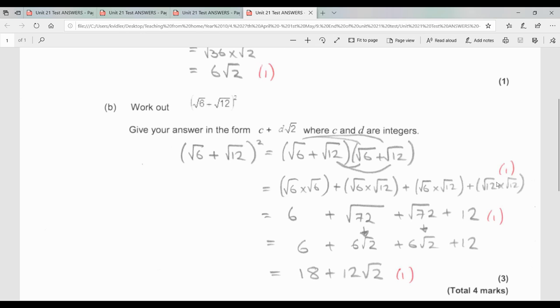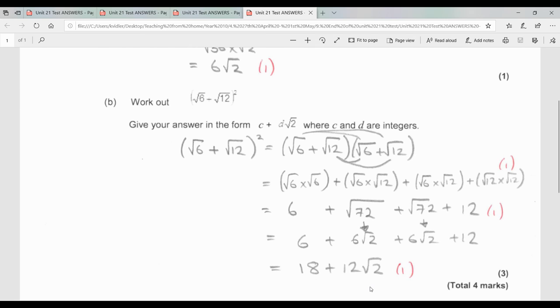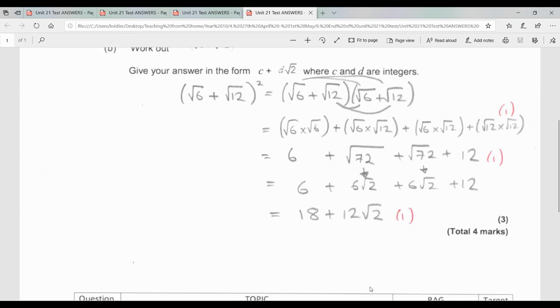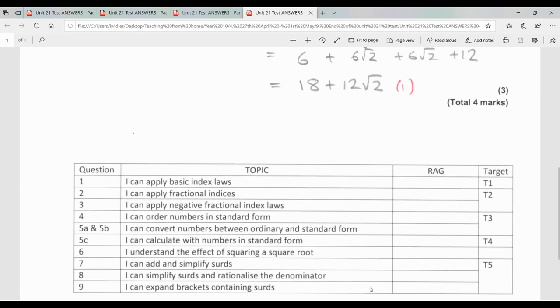So if you've written it out similarly to this one, you get your first mark. If you've then simplified it all, you've got your second one. And then what they've done is you've got root 72, which we had in part A, which is 6 root 2, so we know that. And we can then simplify it further. So our 6 plus our 12 gives us 18, and 6 root 2 plus 6 root 2 gives you then 12 root 2. Okay, so 18 plus 12 root 2 for your final mark on that one. Okay, so you can then RAG yourself for question 9.